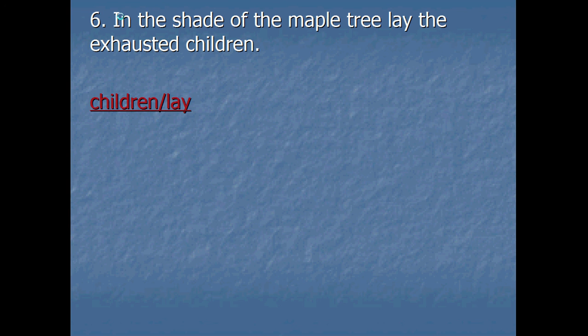Lastly, we have 6, which is in the shade of the maple tree lay the exhausted children. The subject is children and the verb is lay, and this is just an independent clause. And it's introduced by a prepositional phrase, so don't be confused. The prepositional phrase, in the shade of the maple tree, does not have a subject or a verb, so it's just a prepositional phrase. So in this case, this is a simple sentence, and it's an independent clause.